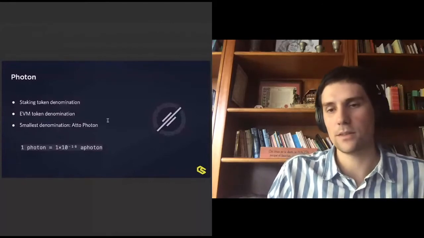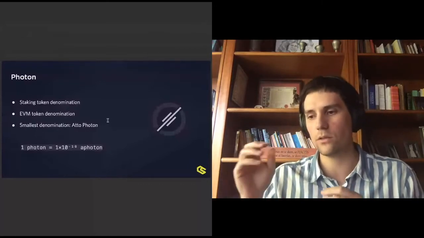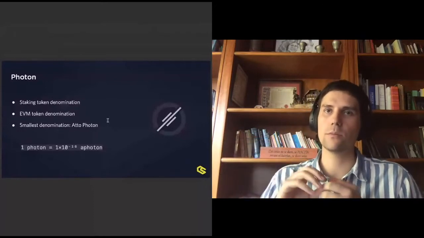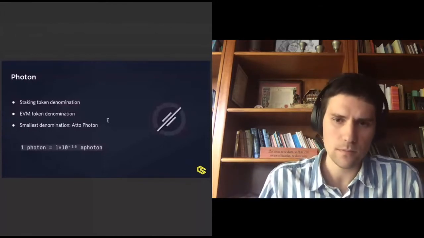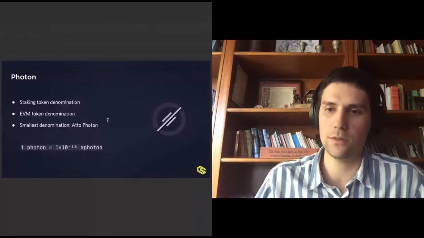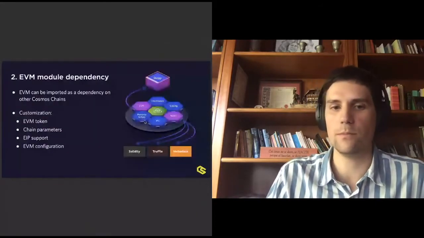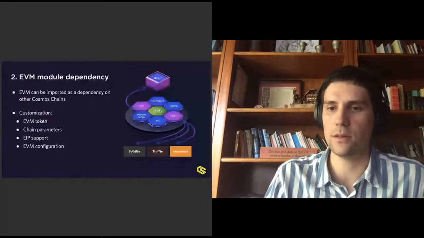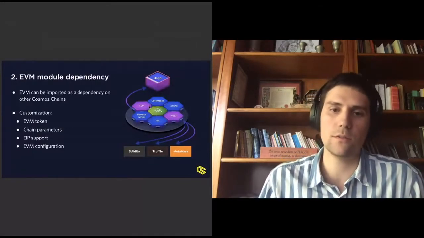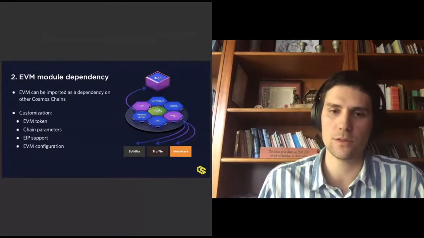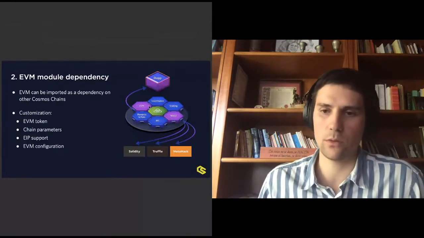And the second use case that we wanted to mention, which is really important not only for developers, but also for other projects that want to have fully compatible smart contract functionality with interchain, is implementing the EVM module as a dependency. So it can be imported as you see here. This would be a Cosmos chain. You can import all the built-in SDK modules, such as IBC, staking and governance, and also the Ethermint module, to have greater customization for your smart contract execution, for your chain parameters, EIP custom support, and in general, EVM configuration for your specific chain.